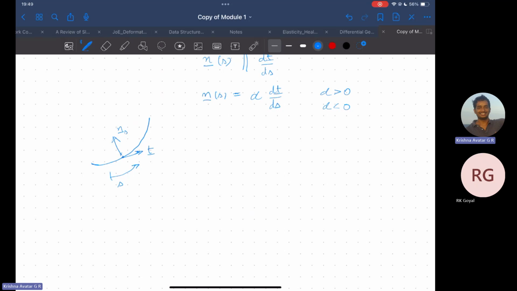Many a time there is a relation between the normal vector and kappa and the n vector. So here alpha is equal to 1 by kappa, and this kappa we call the curvature.